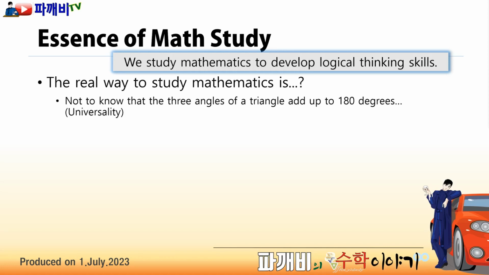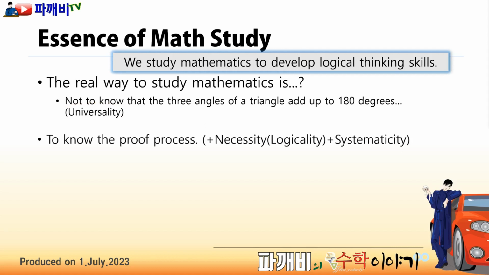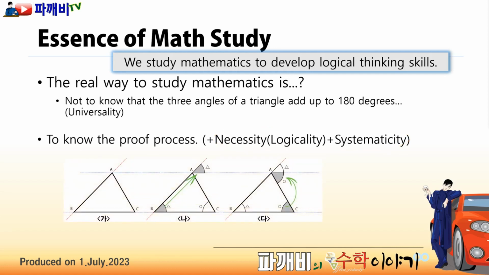Let's think about the fact that the sum of the angles of a triangle is 180 degrees. Knowing that conclusion is important. It is a universal knowledge that applies wherever there is a triangle on a plane. However, to truly study mathematics, you need to know the proof process. In other words, you need to add logical and systematic aspects to universality. If you organize it to make it visible at a glance, it would look like this diagram.